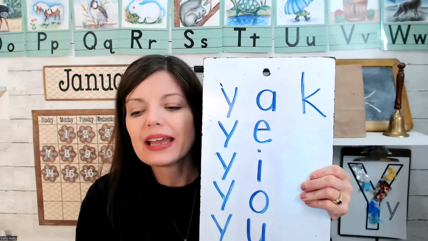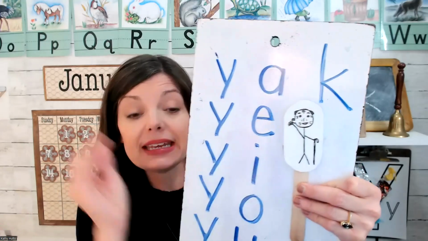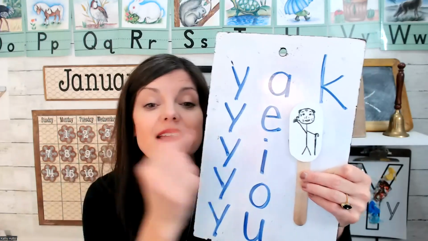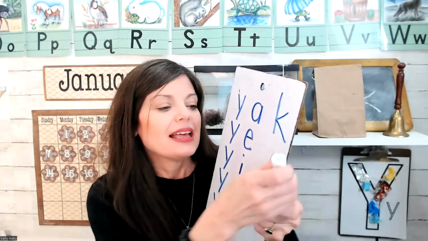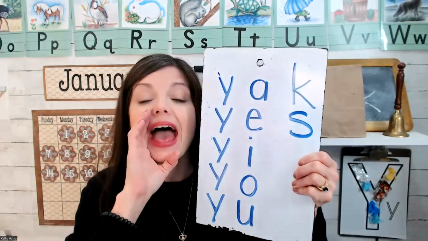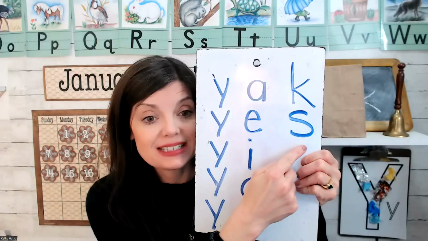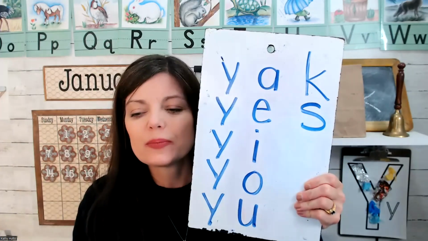All right, let's do Y-E. E looks like old man E's ear. And E says eh, yeh. Let's put a letter S at the end. Yes. Yes. Let's do the next one.